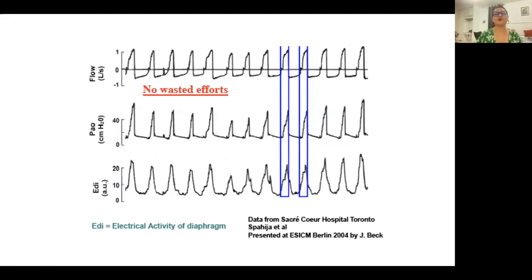Now, if you decide to synchronize your ventilation with the EDI, that is the electrical activity of the diaphragm, what you see is the electrical activity of the diaphragm happening. And this is the time when the pressure is increased, and this is the flow. So you can see how synchronous it is, first of all. Also, there is no wasted effort. There is no time when the diaphragm has started the activity and the pressure is not being delivered.